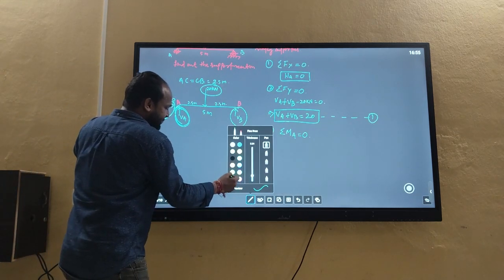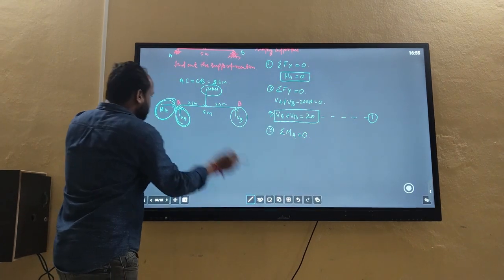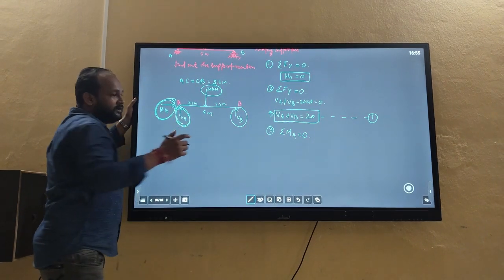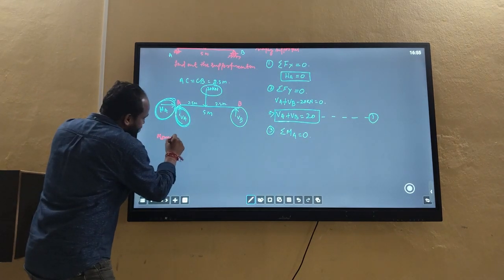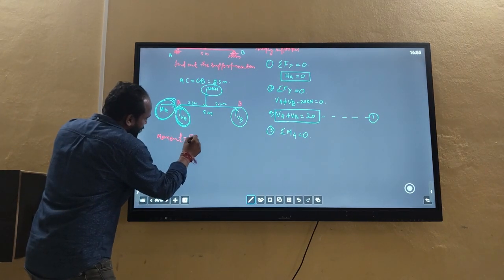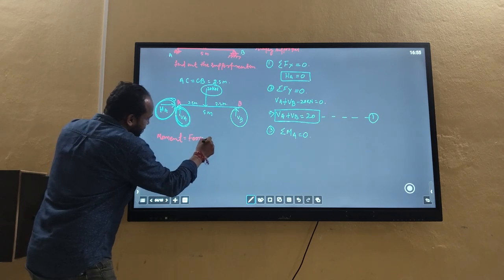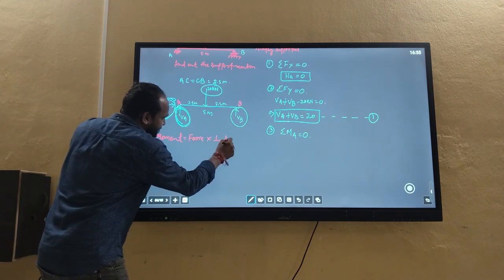Here you can see the formula of moment: moment is equal to force multiplied by perpendicular distance.